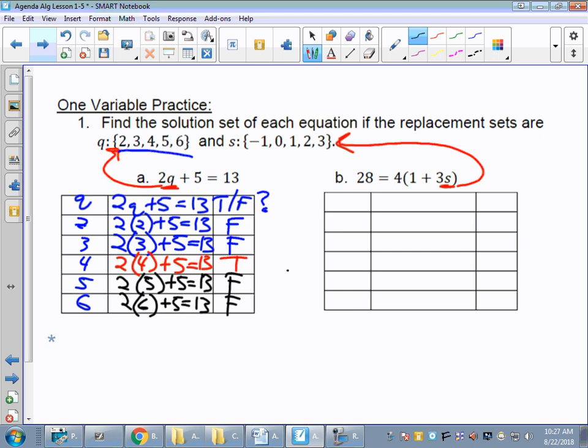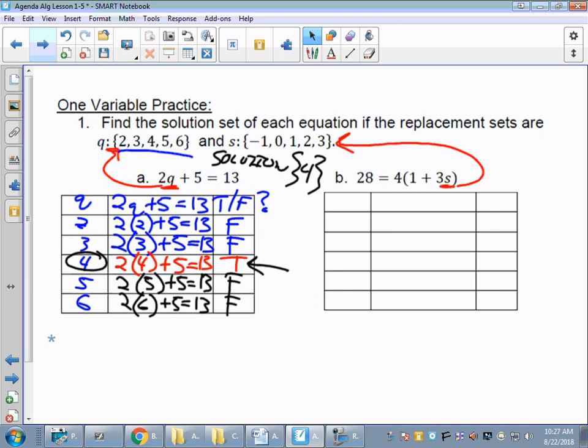So our only true answer is right here from that solution set, and so that would mean that 4 would be the only answer that would be your solution. So we could say, hey, solution set would be 4. And we put them in brackets just like the Q and S.